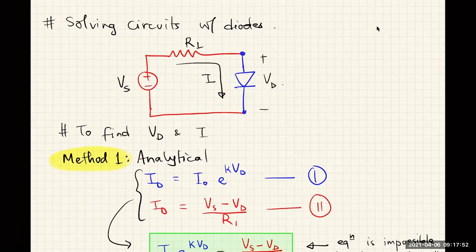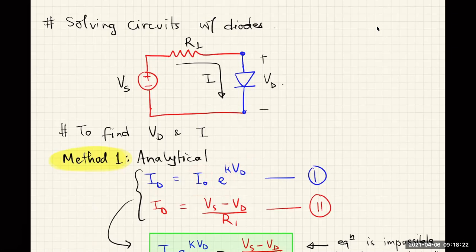So the first method we can employ to find this voltage and current is analytically. The first thing we do is look at the relation between ID and VD from the diode's perspective. The diode IV relation says that the diode current must be some constant times the exponential of VD, right? So let's say that we know all of our diode characteristics, that means we know this I naught and K.